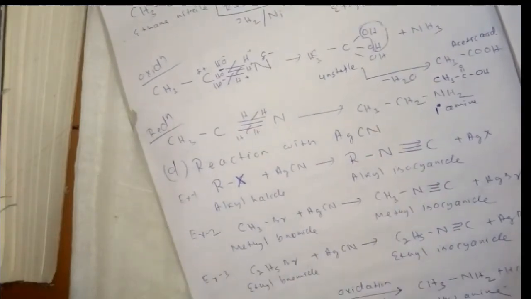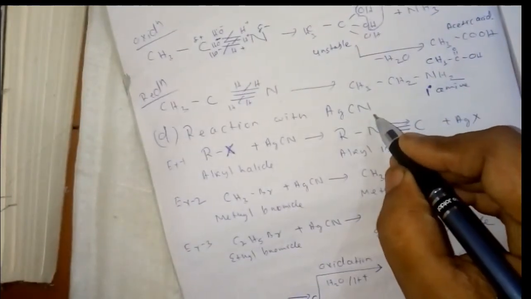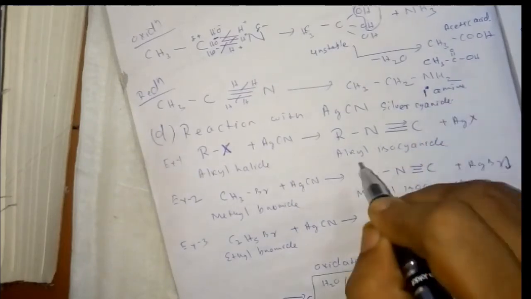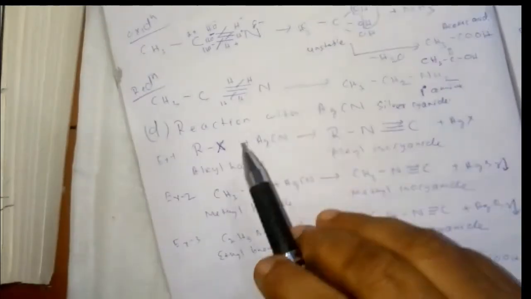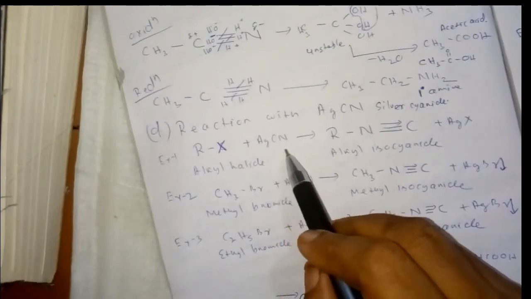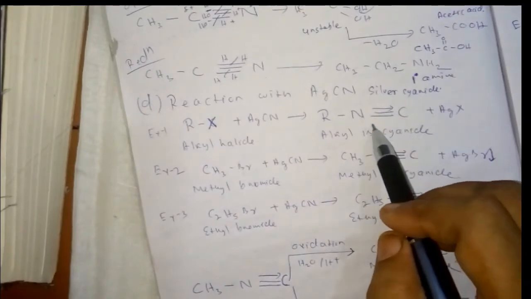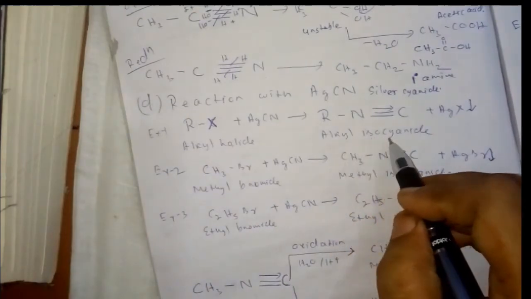The next reaction is the reaction with AgCN, silver cyanide. Silver cyanide will give a different product than KCN, potassium cyanide. What is the product here? RX plus AgCN will give RNC plus AgX. AgX is a precipitate. It is termed alkyl isocyanide.